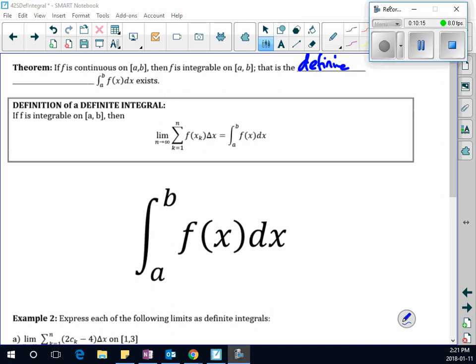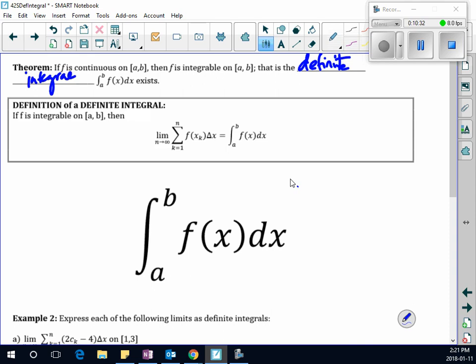I gotta move this over. Definite integral from a to b of f of x dx exists. So here's the definition of a definite integral.